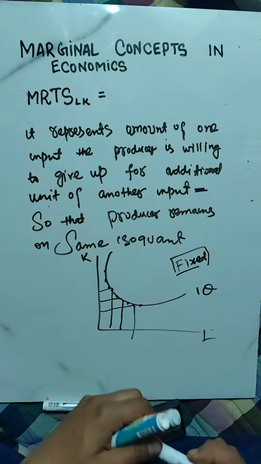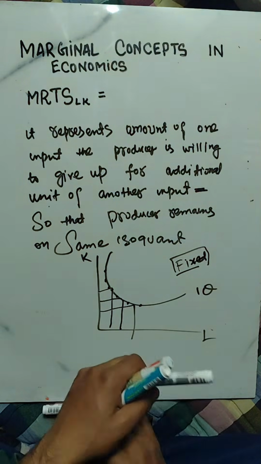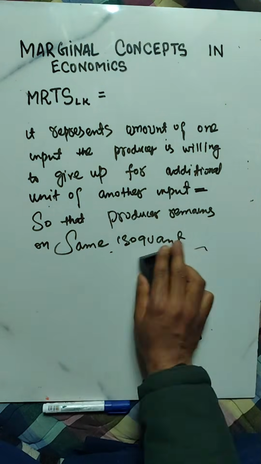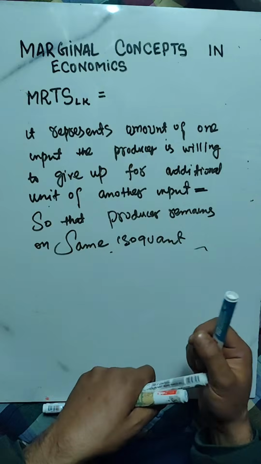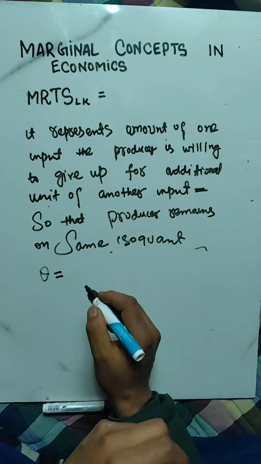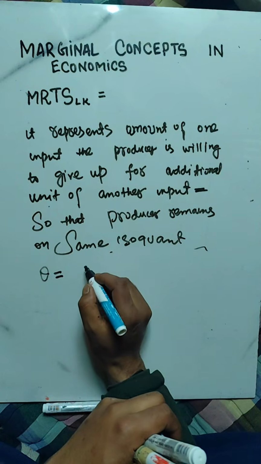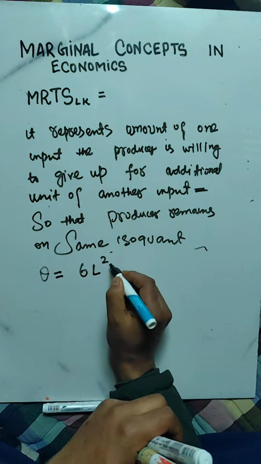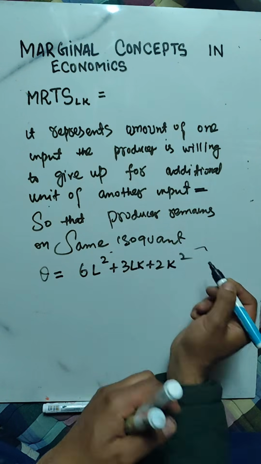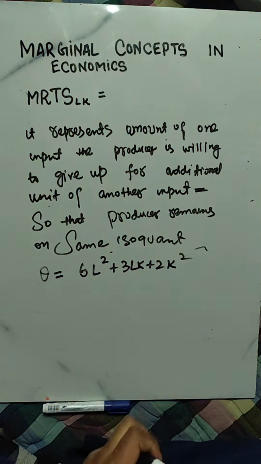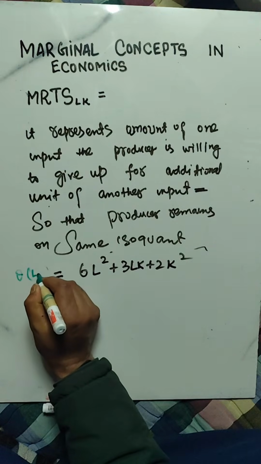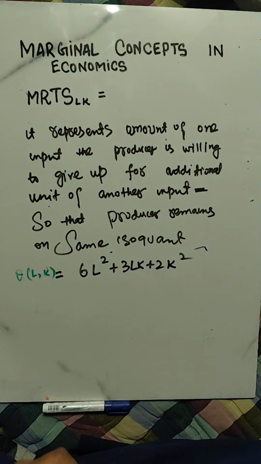Okay, so let's take an example. Let us suppose we have the production function, where output is a function of 6L square plus 3LK plus 2K square. Let us suppose this is our production function. That is, output is a function of two inputs, labor and capital, and they are related by this very thing.